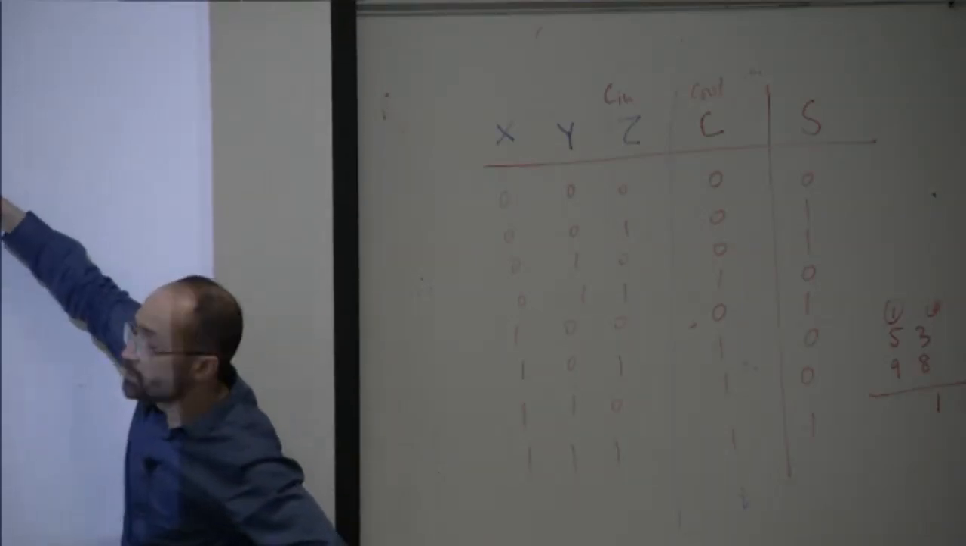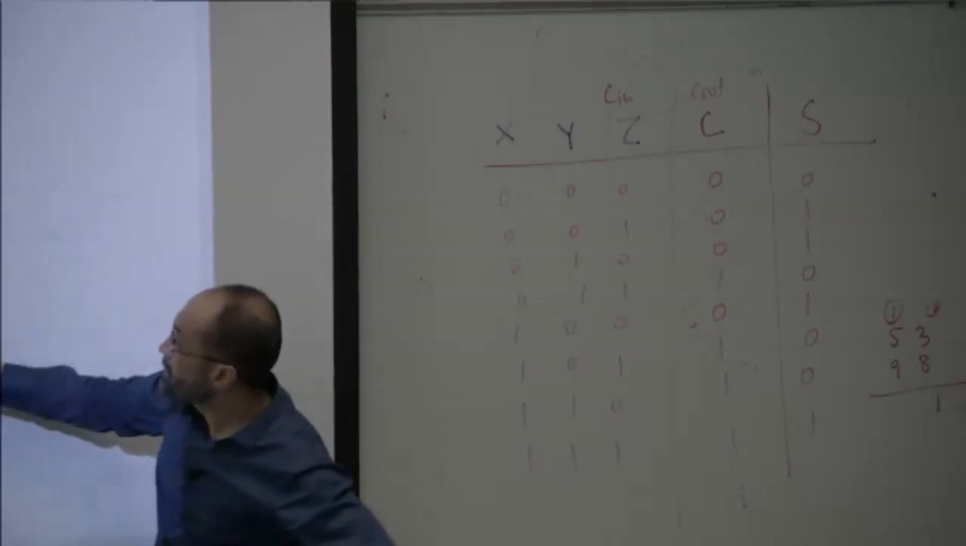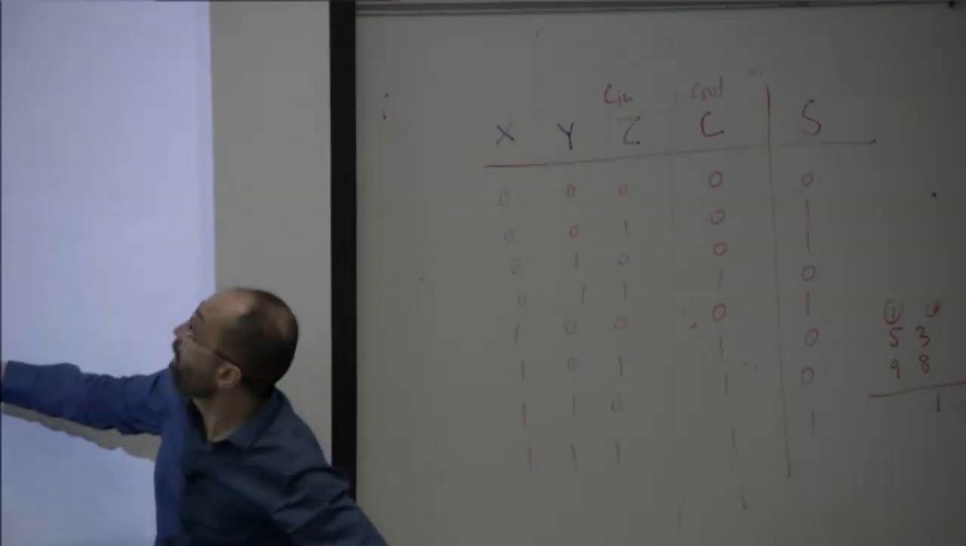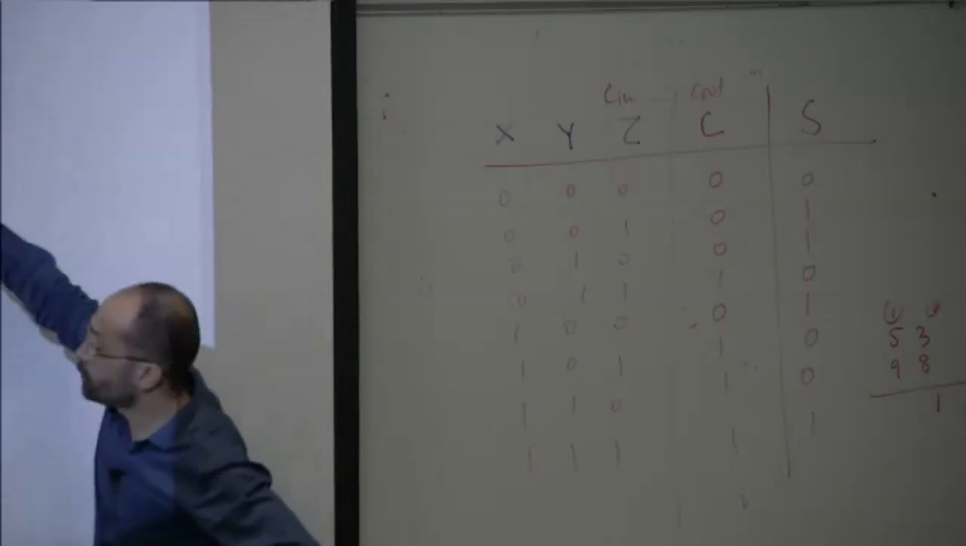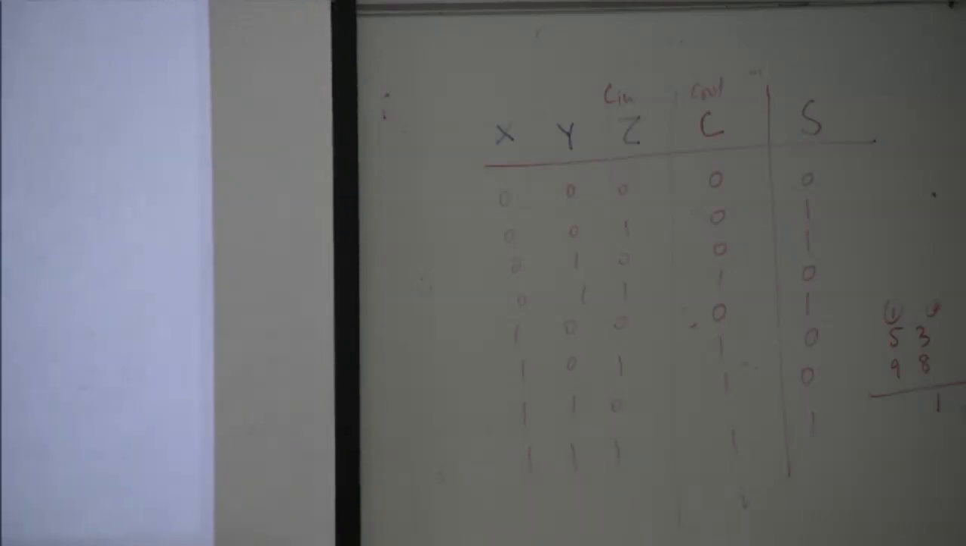So now 1, 1 and 1 is what? 1, and this will become what? Carry in for the next stage. So now it is 0, 0 and becomes 1. Got it? And then we perform this addition, and now this is the carry out, and this one is carry in. So can you see this?